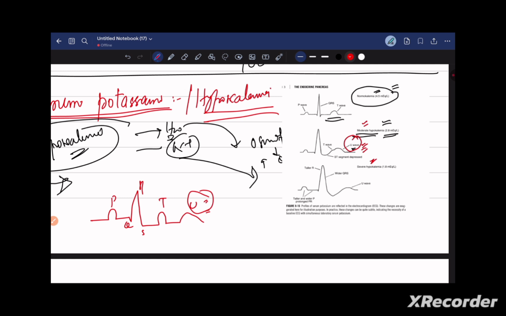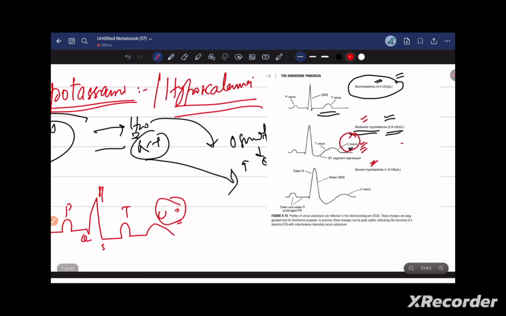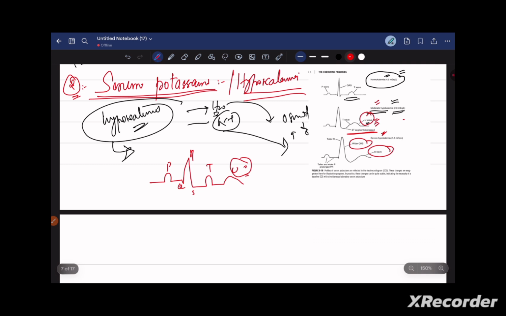Papillary muscles of the heart. And since you know that potassium is important for the electrical activity in the heart and the ECG, how potassium leads to repolarization, meaning ventricular repolarization, we will deal with in a separate lecture on the ECG. So these are the ECG findings: you will see the presence of a U wave, the ST segment will be depressed, and there will be a wider QRS complex. So you will see this in DKA patients. So this was with the serum potassium.